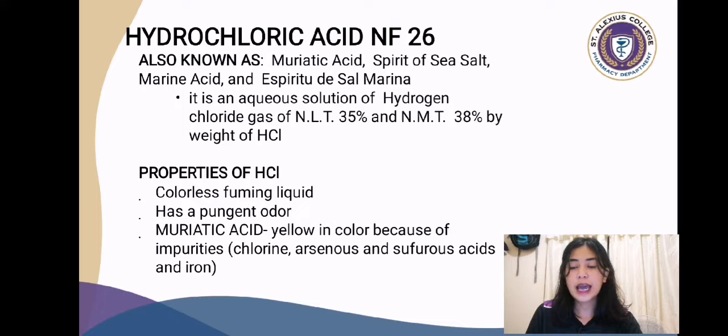However, muriatic acid is a technical grade of hydrochloric acid containing 35% to 38% hydrochloric acid and a number of impurities, including chlorine, arsenous, and sulfurous acids, and iron that results in a yellow color.